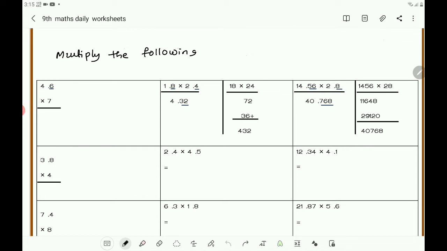Here the decimal point is after one digit. First you multiply as usual, that is 46 into 7. Know that 7 fours are 28, 4 carry, and 7 sixes are 42. 42 plus 4 is 46... so you got 322. Then you write 322, but here count the number of digits after the decimal point. Here only one digit is there, so it is 32.2. 32.2 is the answer.